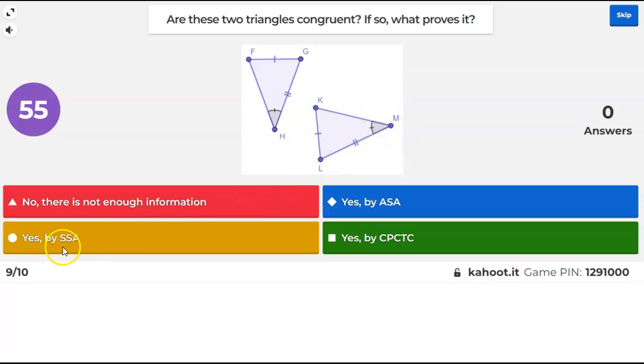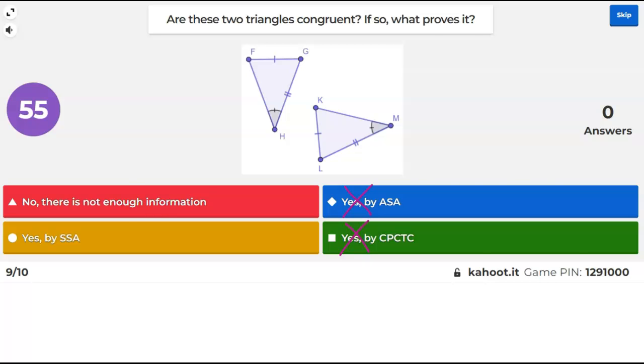So looking at our answers, we have an SSA, we have a not enough information, we have ASA. I bet we can rule that one out because I only see one angle marked, so we don't have two congruent angles. And then CPCTC, we already discussed why you can't prove triangle congruence with that one. That one comes after a triangle congruence is already proven. So we're down to these two. Basically, we need to determine, is SSA a valid congruence postulate or theorem?